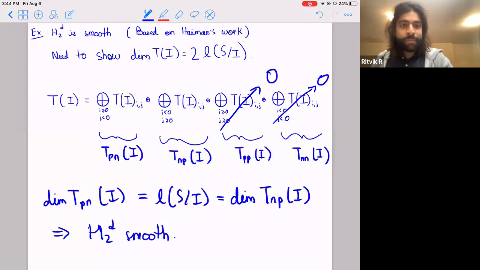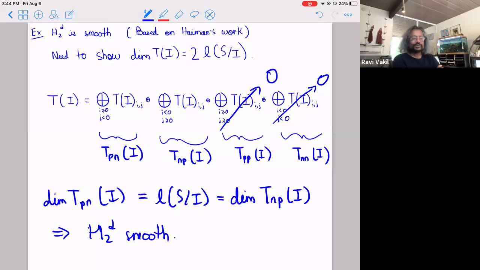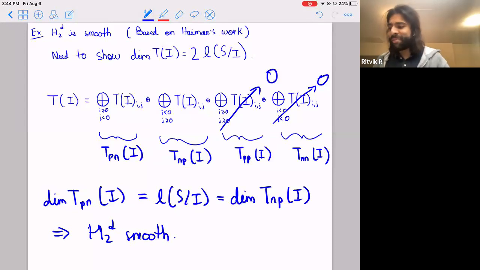Are you going to make it transparent why those two equalities hold, or not yet? That's too much. No, I'm not going to get into this. That needs a little bit more work. I can say that later if people have questions.